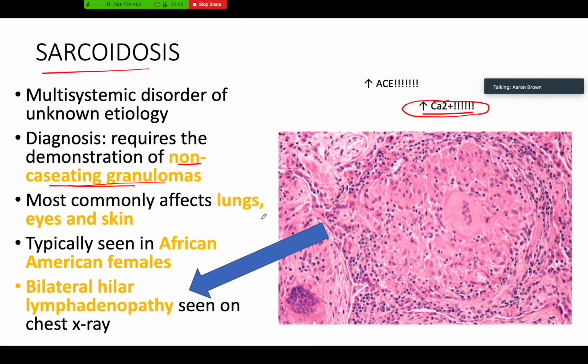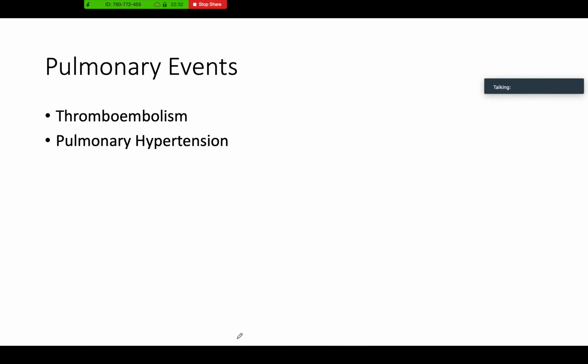Yep, so again, pointing out that bilateral hilar lymphadenopathy. I used to have 5 stars here. You remember that, so you know it's important. All right, so now moving on to some of our pulmonary events.